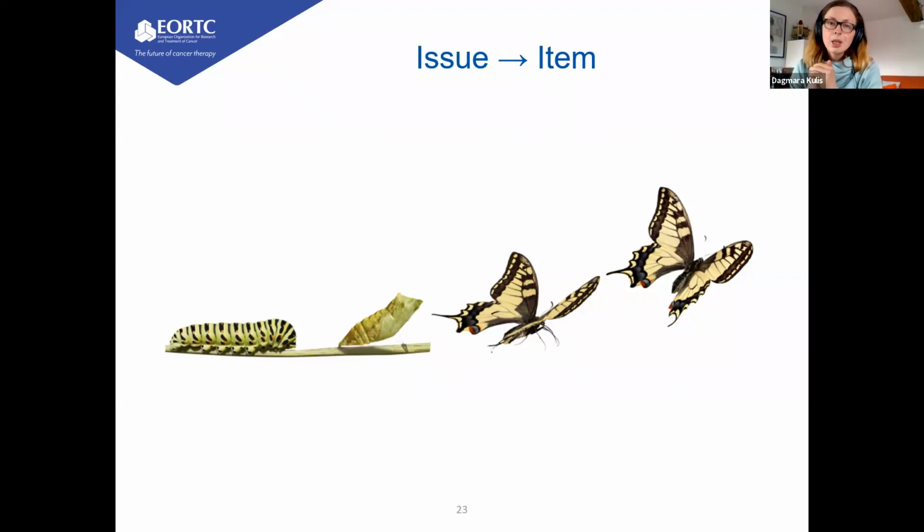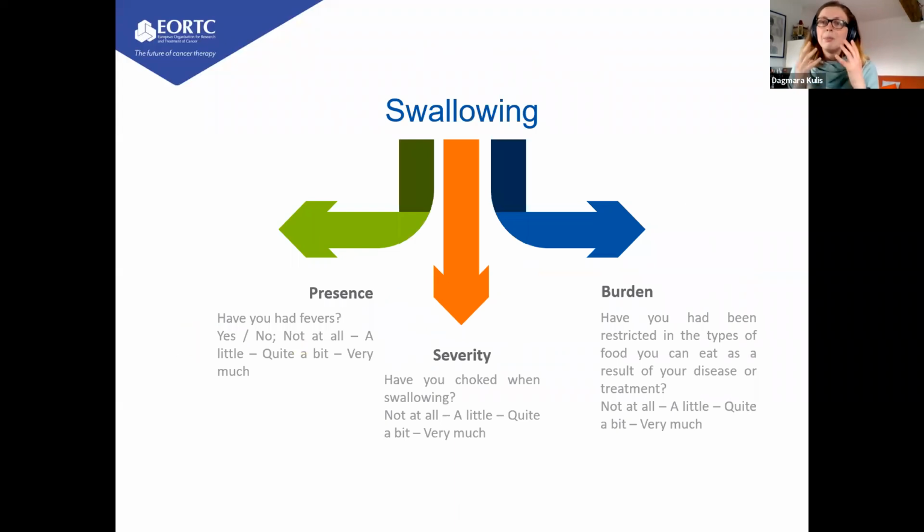And that's a very important step where we really have to think about what we want to ask about, because an issue is very general. So if we have swallowing as an issue that patients have a problem with, we can ask about that in many different ways. We can ask about the presence of a symptom.